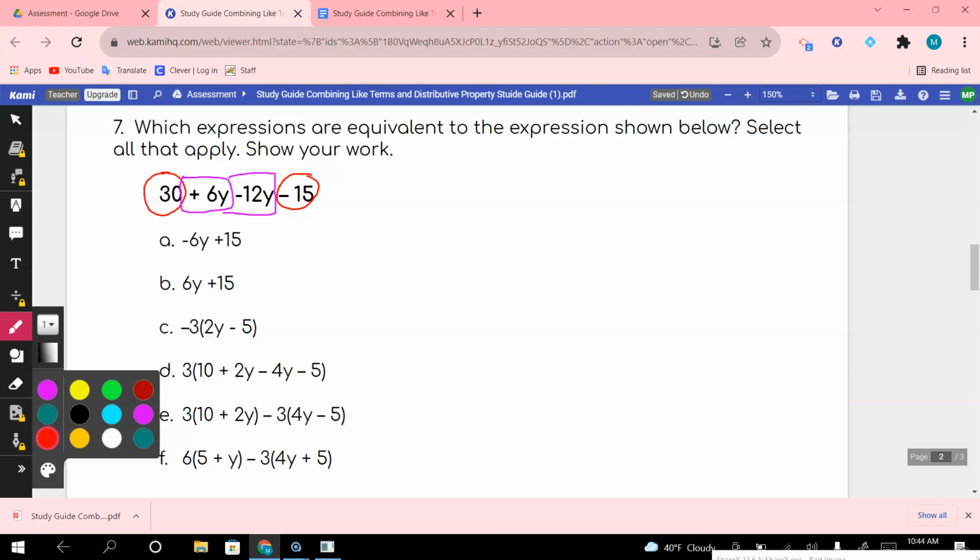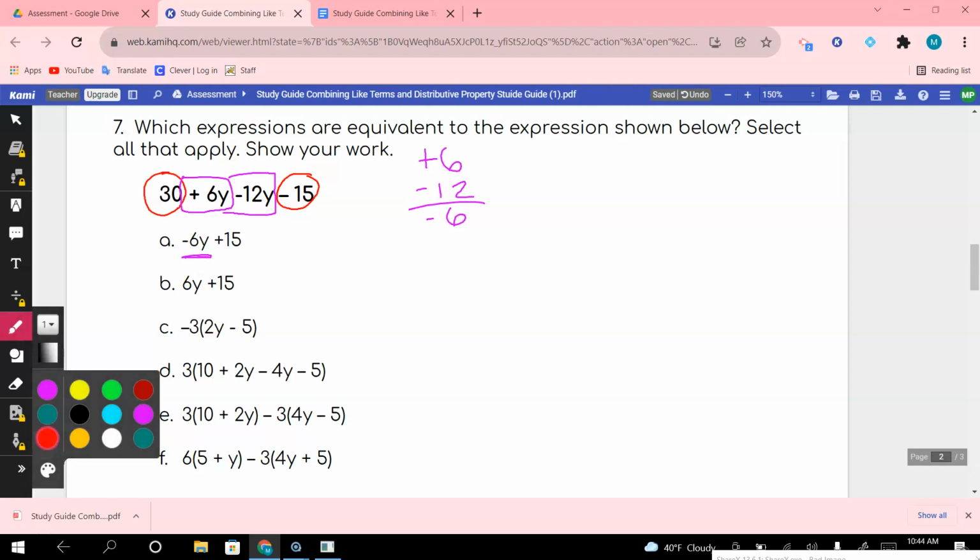So we're going to start with the one that has the variable. So we have a positive 6 and a negative 12. They're different signs, so we're subtracting. Keep the sign of the greater absolute value. So we have negative 6. So far it's looking like this one, negative 6y.